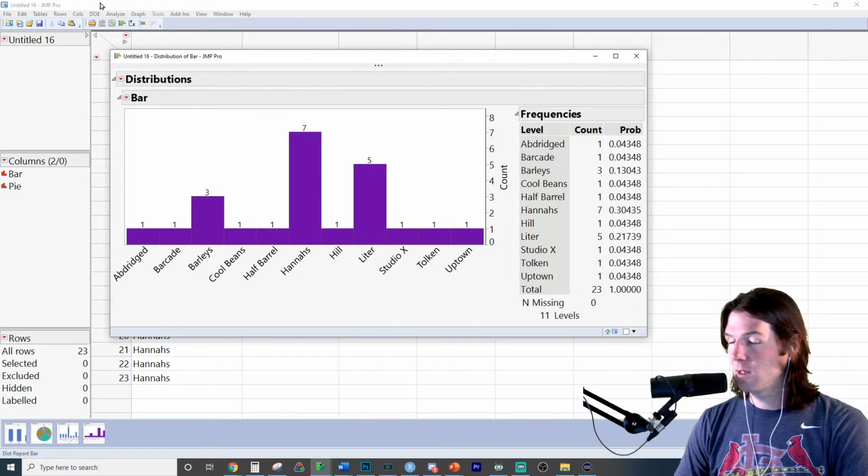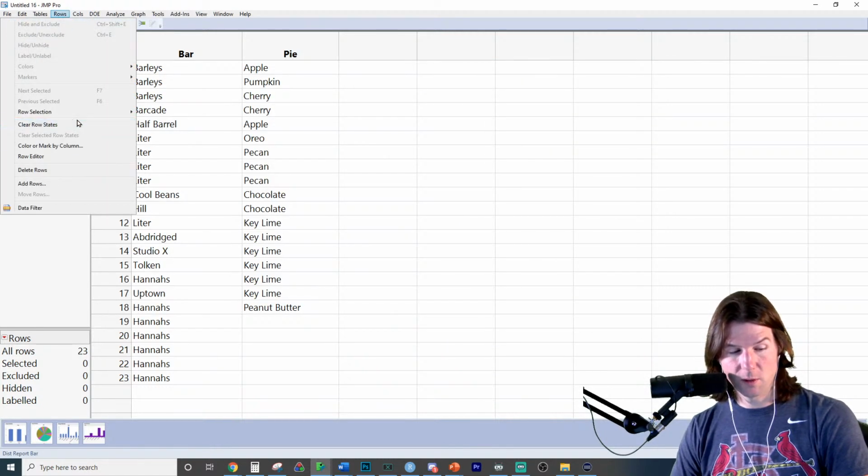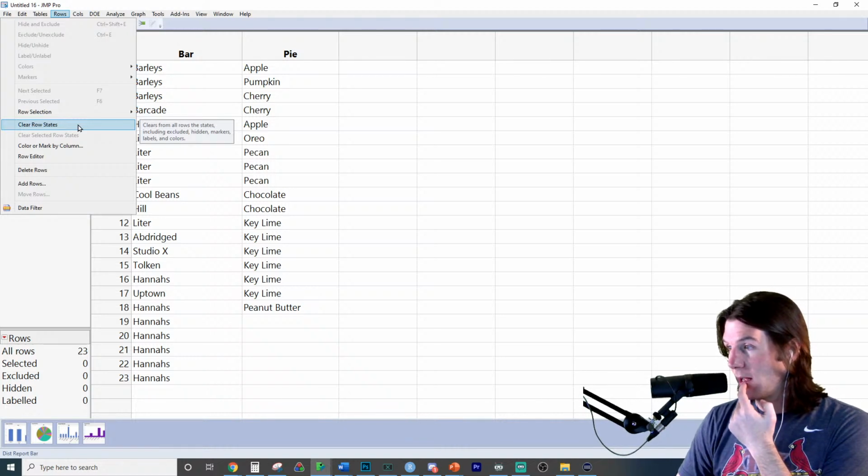How do you unselect a bar on a Mac? Go to the very top right here, go to rows, and go to clear row states. Oh, I think I know what it is. It is possible you might be in night mode.